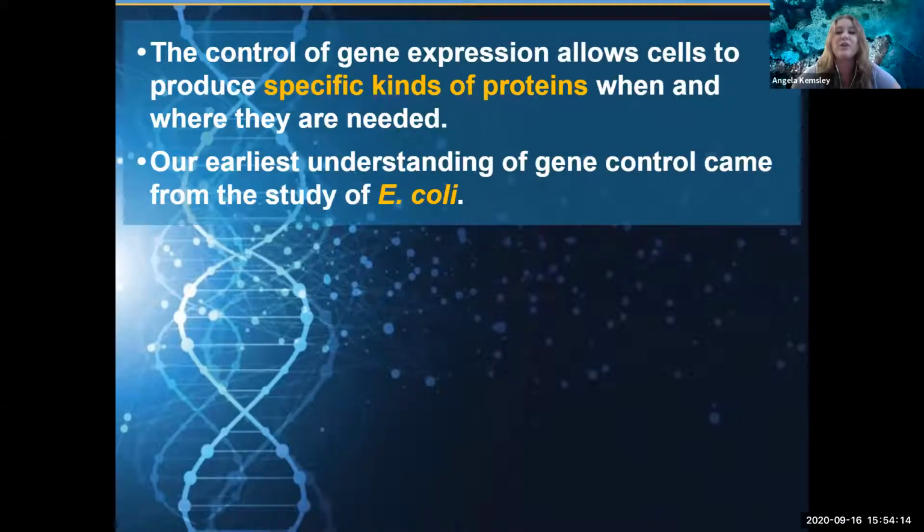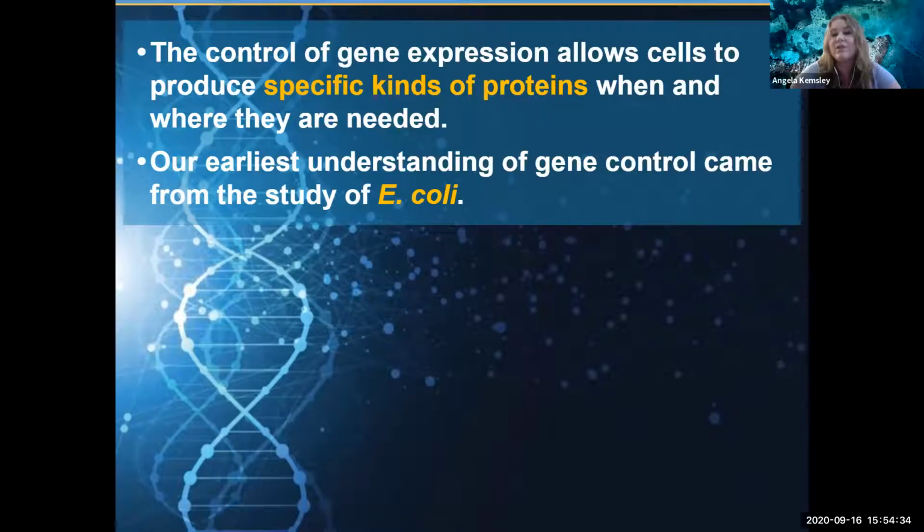The control of gene expression allows cells to produce specific kinds of proteins when and where they're needed. So we're not just producing all the proteins all the time. Gene expression actually allows us to only produce the specific kinds of proteins that we need where we need them. And we're going to give you an example.